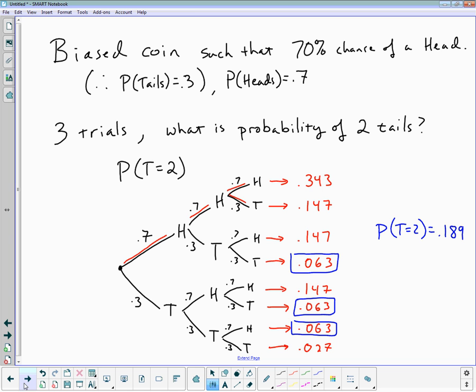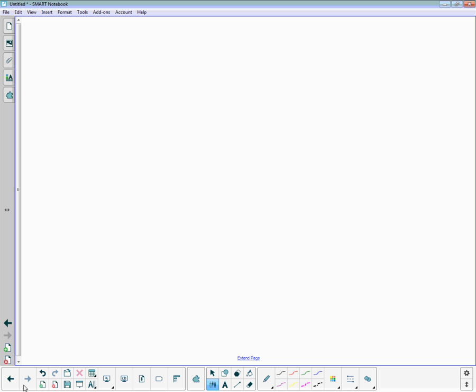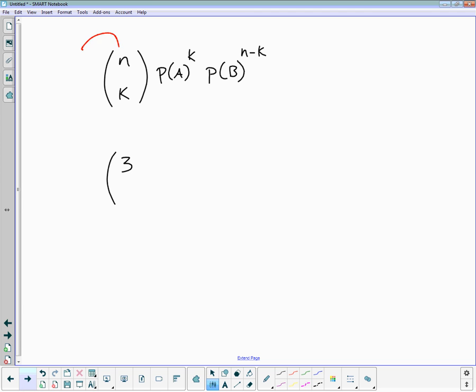Y'all good? All right. So going back to the formula, that was n choose k, probability of A to the K, probability of B to the N minus K. Okay. Now, for this trial, what is N? 3. N is the number of trials. This should be in your notes from.